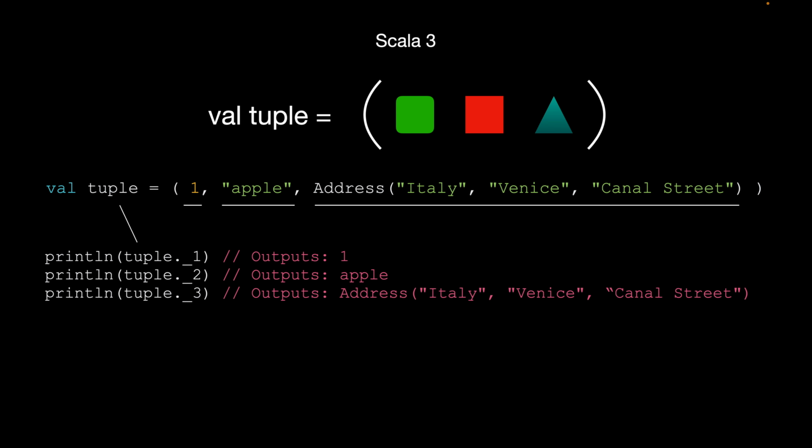And how can we actually access the tuple elements? We can go by simple syntax. As you can see, we just get the elements like that. The first is here, the second is here, and the third is here.